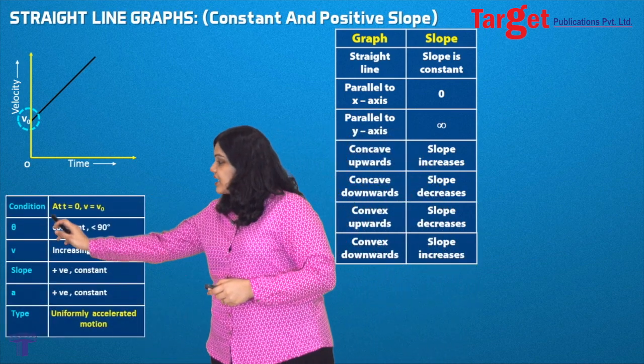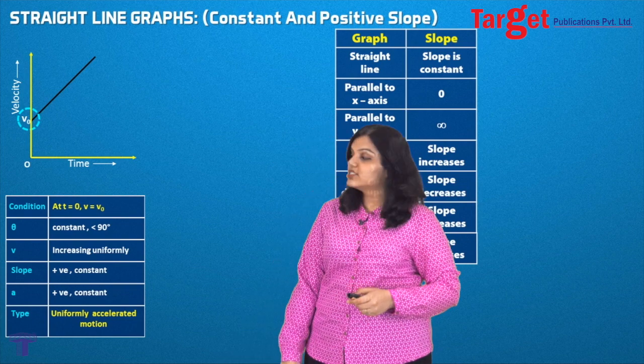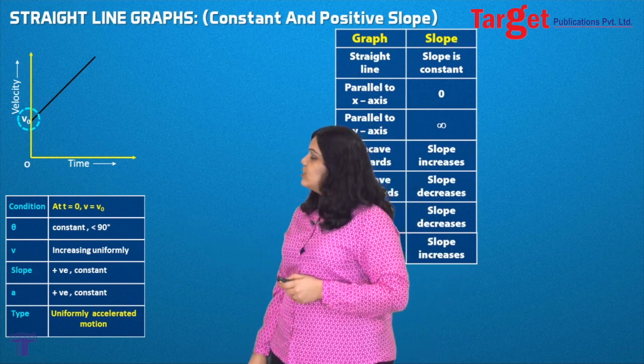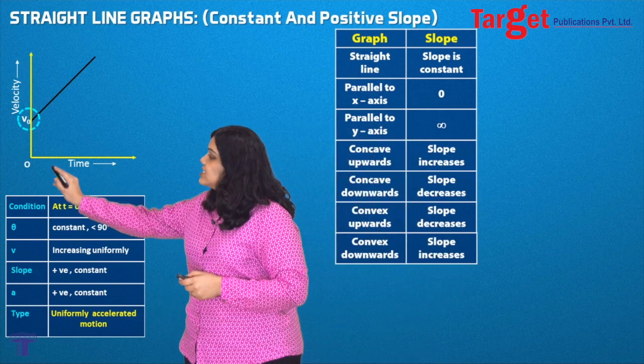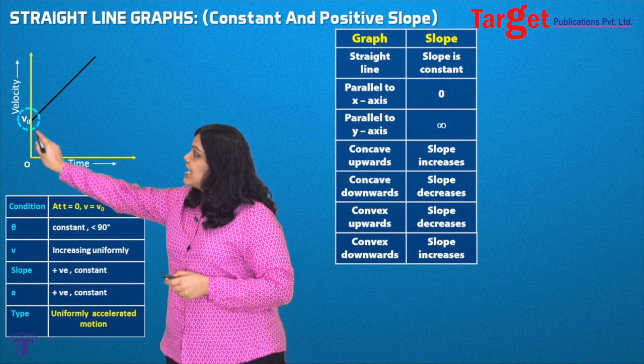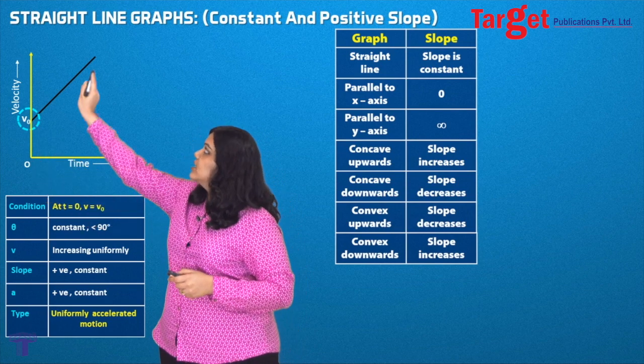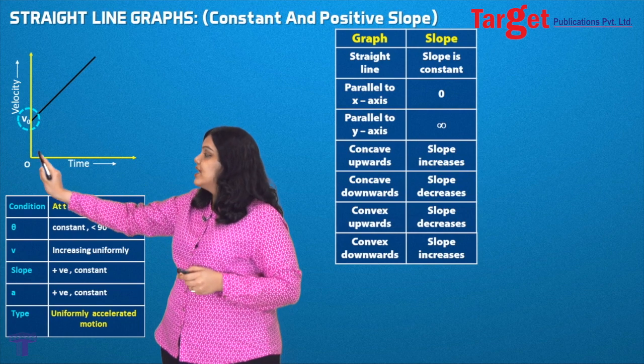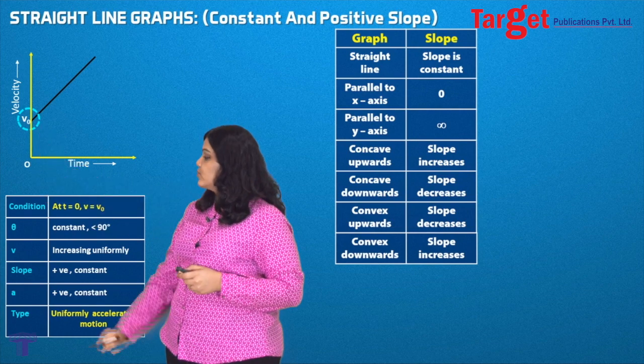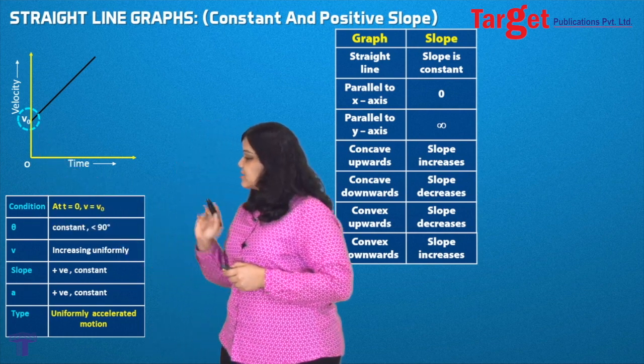The first thing is that the condition of this graph is that at t is equal to 0, v is equal to v naught, and you can see that for yourself. At t is equal to 0, v has some value v naught. It's not here. The graph is not beginning from the origin. So at t is equal to 0, v is equal to v naught. So the first point is clear.